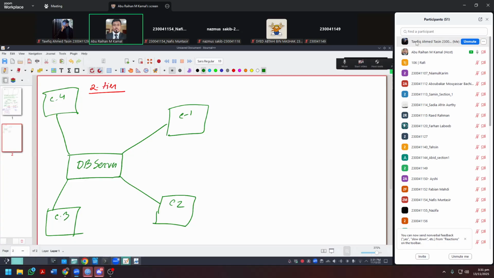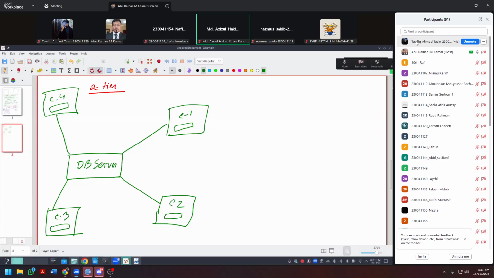So what will happen? You have a copy of the same application here, and you also run the same application here and the same application here. This is called two-tier because we have only two tiers. One is client, another one is server. It is also called client-server. Is it clear? Yes, sir.